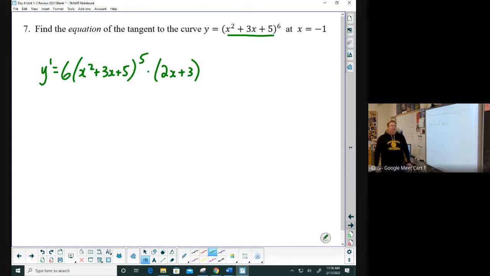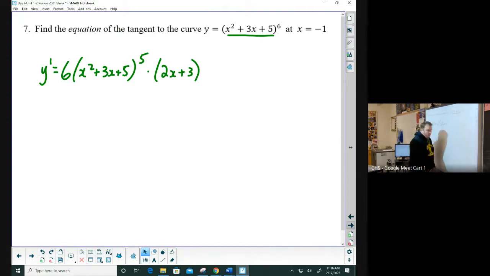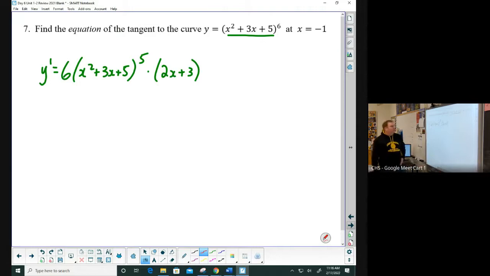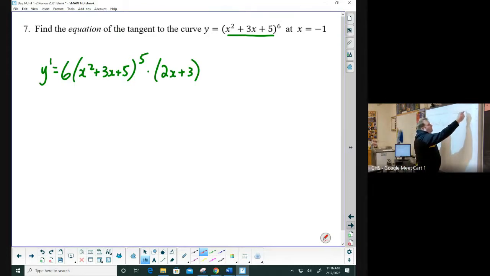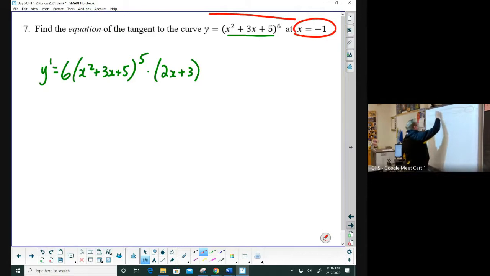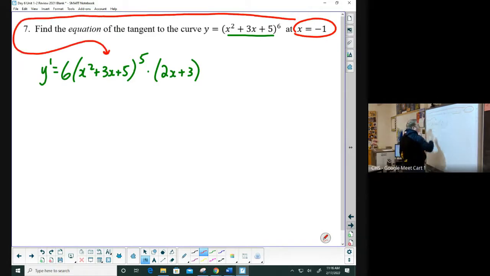I could simplify a little bit. I could do 6 times this, that'd be a little mini rainbow. I don't think I'm going to because I'm going to substitute in a point. So I'm going to plug in that x equals -1, because I need to get the slope. Remember, my goal is to get the equation, so I need the slope. So I'm going to take this x equals -1 and plug it in here.